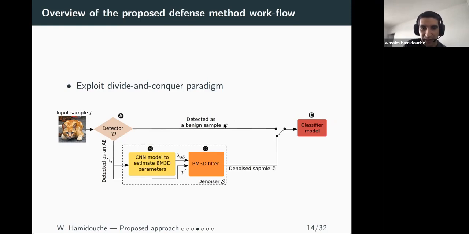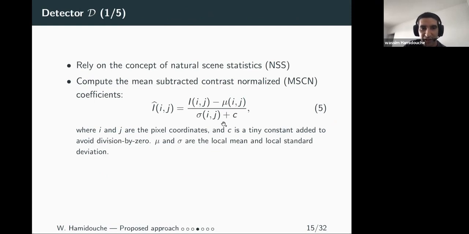So first I start with the detector. The detector is based on the concept of natural scene statistics. It is used a lot in image quality evaluation. And the first idea is to compute the mean subtracted contrast normalized coefficients. Here I is the input image, and small i and j are the two components of the pixel. What we do with this operation is just subtract a local mean around the pixel, and divide it by a local standard deviation. It is such a normalization of the image.